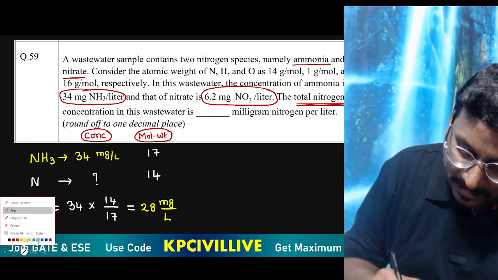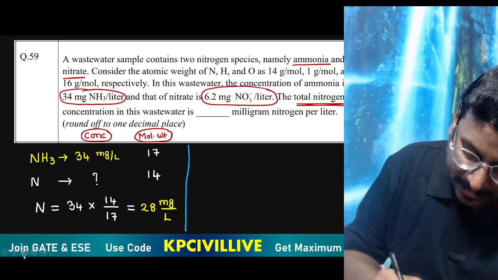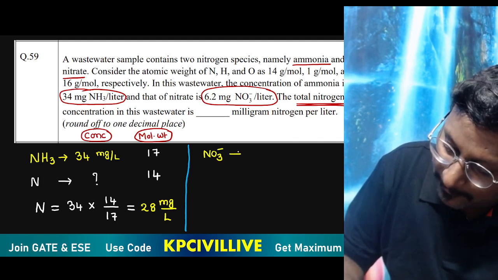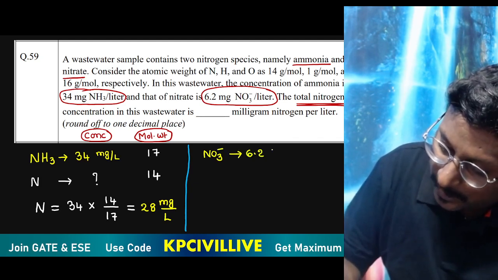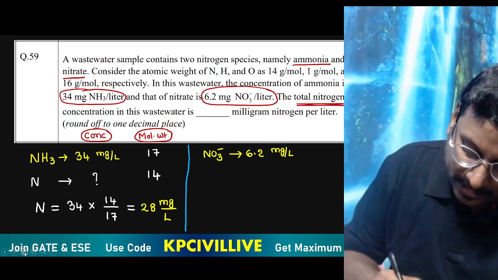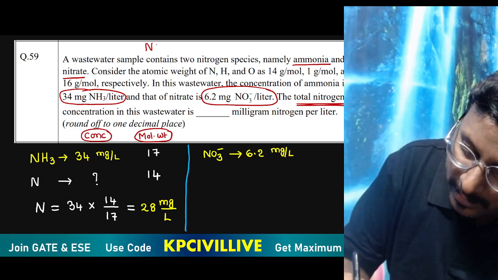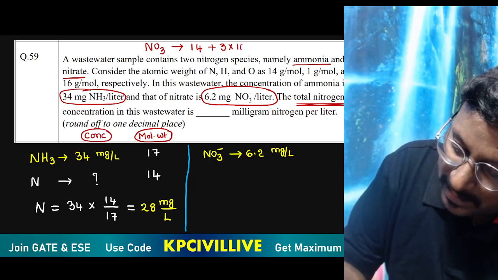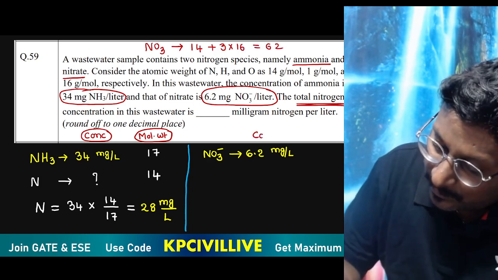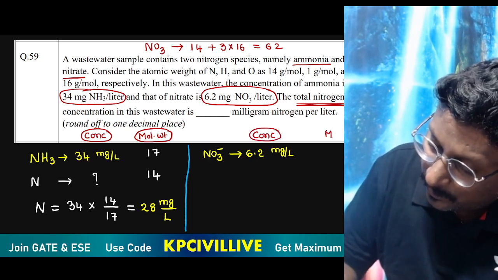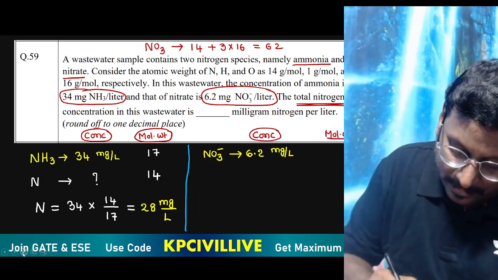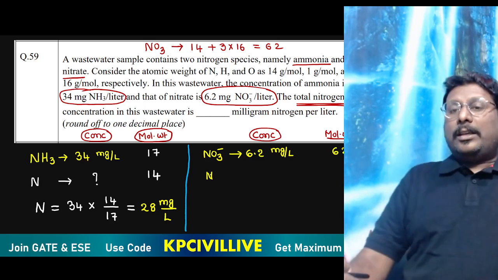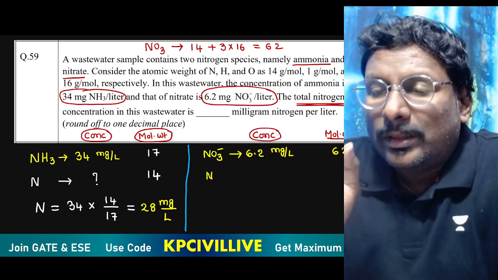Same you apply for nitrate also. NO3 minus, its concentration is 6.2 milligram per liter. And what is NO3 molecular weight? NO3, nitrogen 14, oxygen 3 into 16, 62 is molecular weight. Concentration 6.2, molecular weight 62. Please do check this.